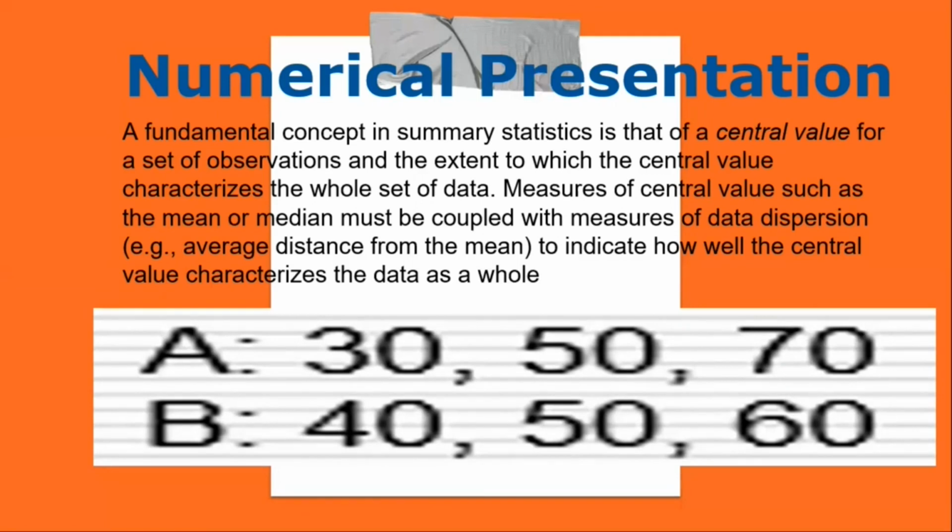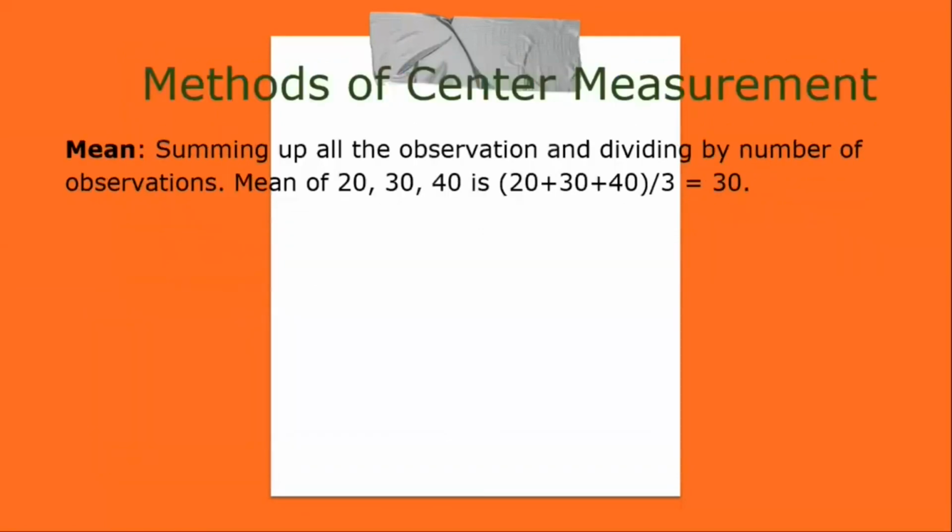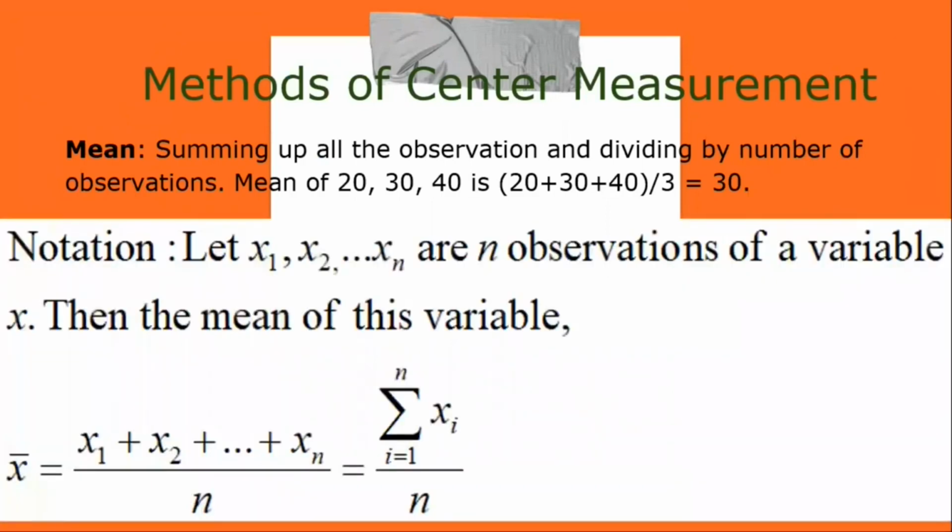Mean: summing up all the observations and dividing by the number of observations. Mean of 20, 30, 40 is (20 + 30 + 40) / 3, which equals 30. Let x1, x2, ..., xn be n observations of a variable x. Then the mean of the variable is (x1 + x2 + ... + xn) / n.